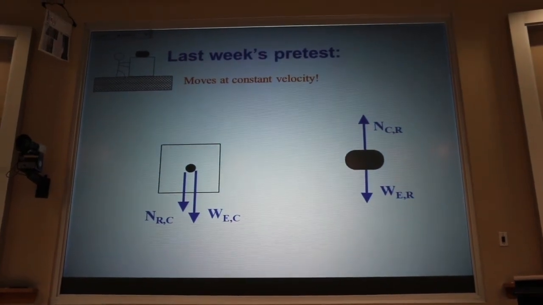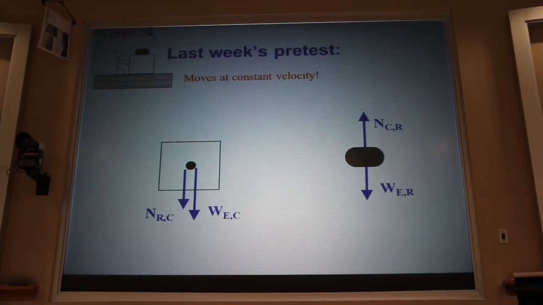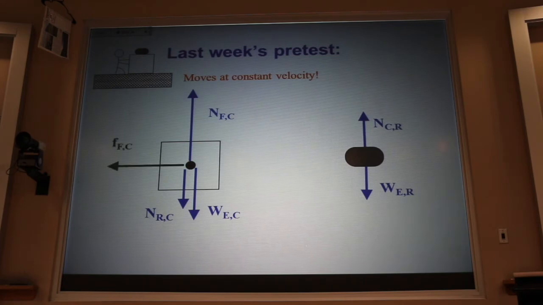The other thing pushing on the crate is the floor. Whenever one thing pushes on another, there will always be a normal force. There may also be a friction force. In this case, we can hear the scraping between the bottom of the crate and the floor. So we know that it's a kinetic friction.